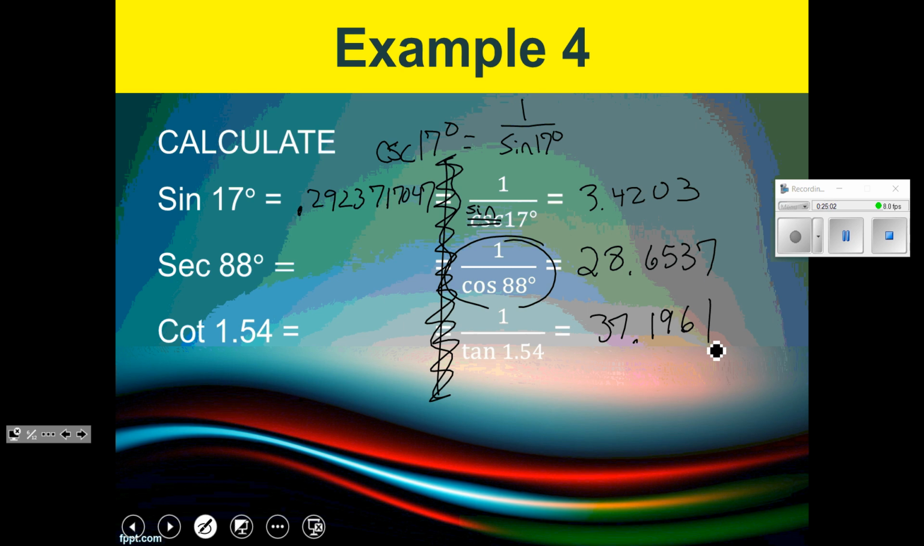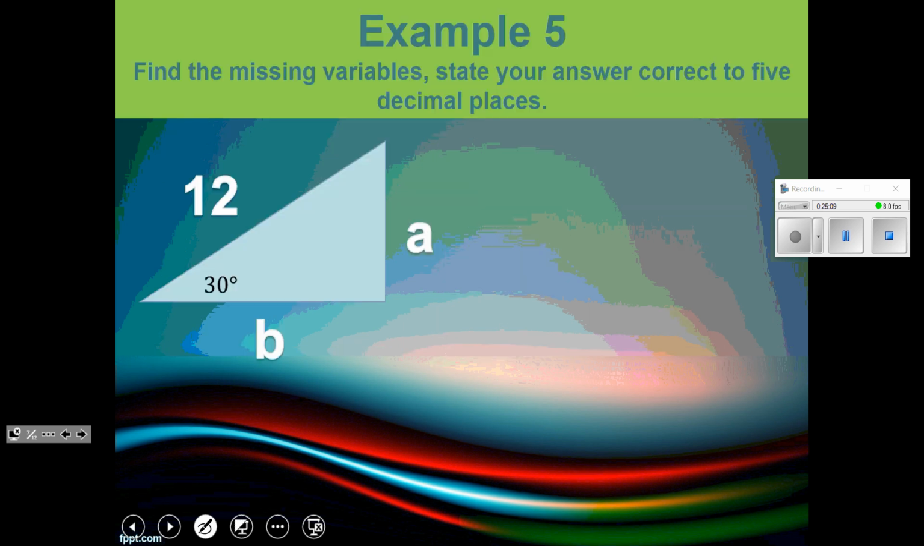So my question to you is this. Let me keep going. Not too much more. All right, so let me change this slightly. I want you to find the missing variables and state your answer correct to 5 decimal places. Okay? So I'm giving you 30 degrees. Is everybody with me so far?